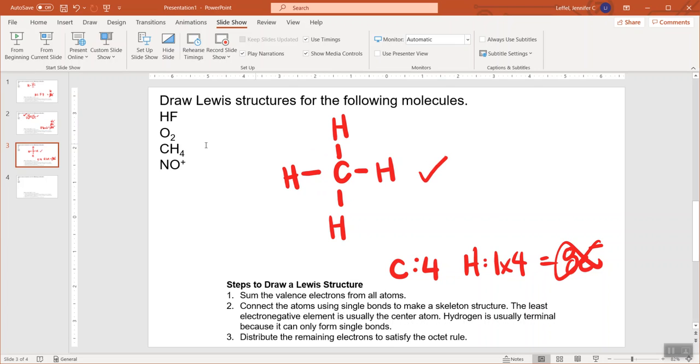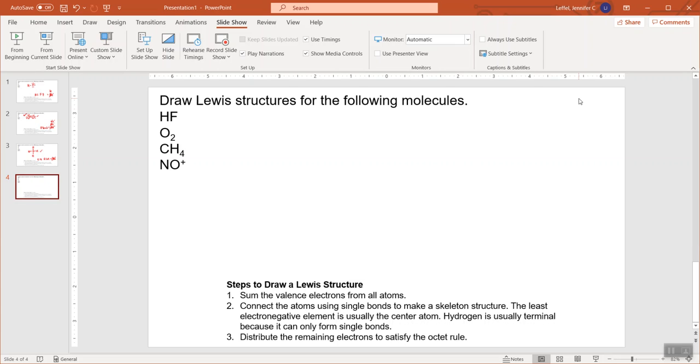The next one is a little bit different because it's an ion. So here we have NO+. Nitrogen has 5 valence electrons, and oxygen has 6 valence electrons. But that gives me a total of 11 electrons here. So here's where it being an ion comes in. Because this is a cation, that means that this molecule, this ion, has lost an electron. So I don't really have 11 here. I actually have 10.